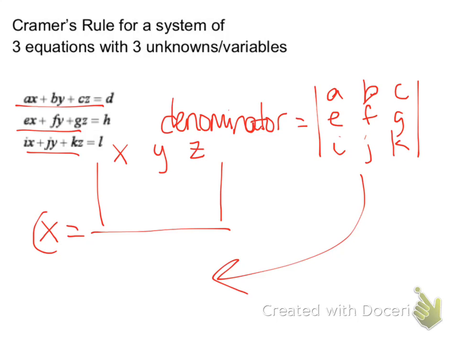So if I'm finding x, I wouldn't be able to use my x coefficients. In place, I would have to put my constants. And then the same with the y: you would put those in place of the y column when you're finding y, and you would put those in place of the z column when you're finding z. So now let's go ahead and look at an example.